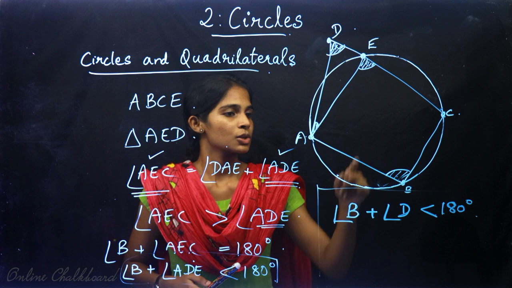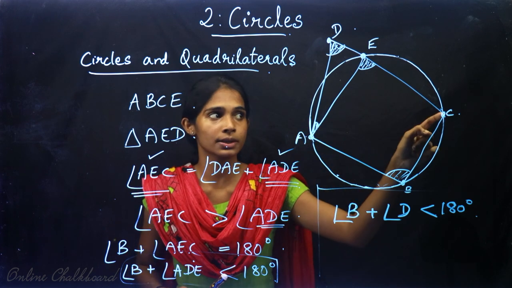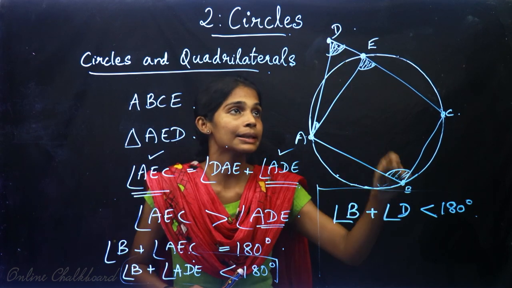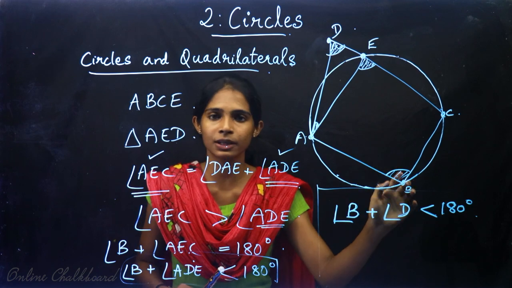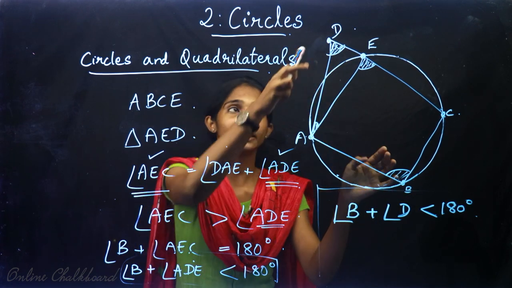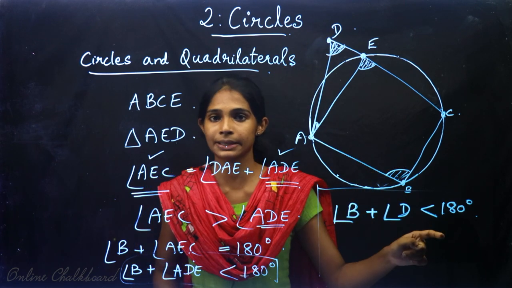All right. So we see that if we have a quadrilateral in which three points lie on the circle and the fourth point is outside the circle, then the sum of these two angles, the angle formed at point B and the angle at the other point which is outside the circle, will be less than 180 degrees.